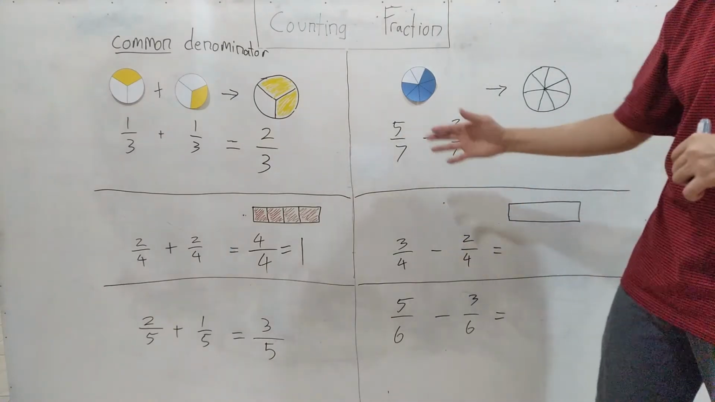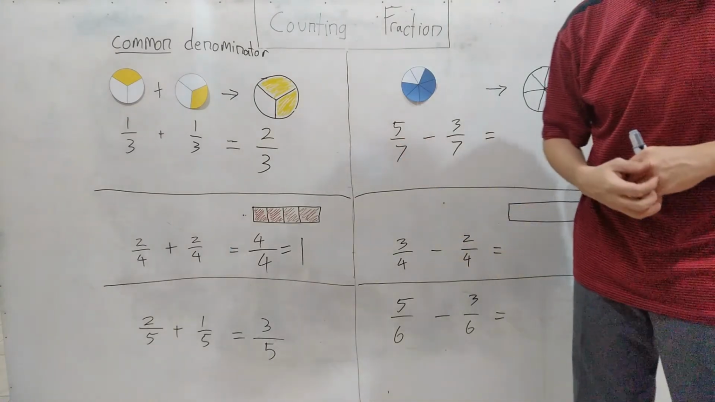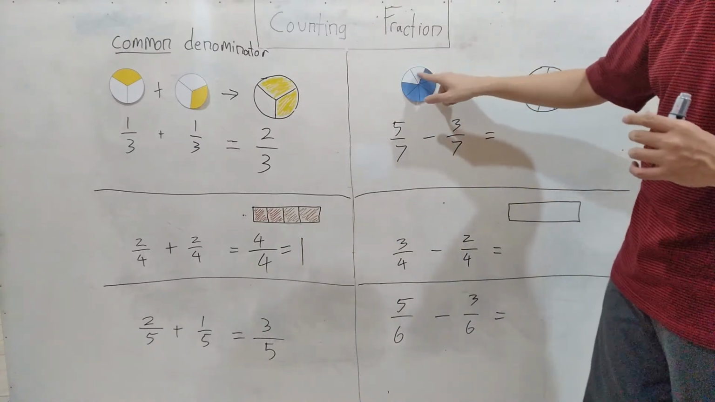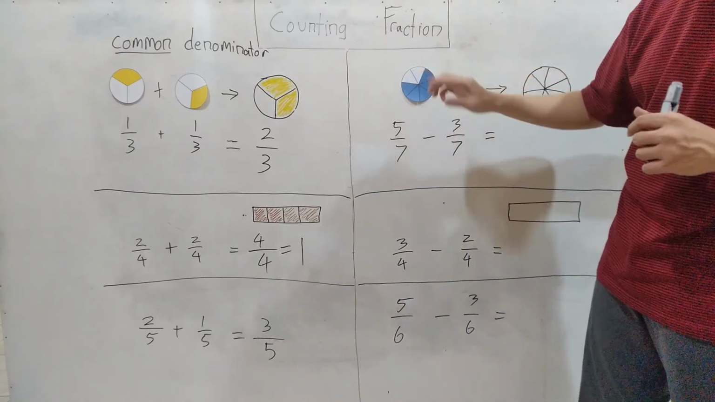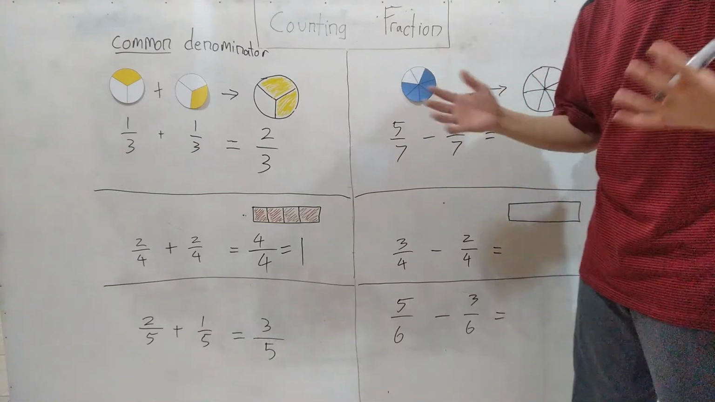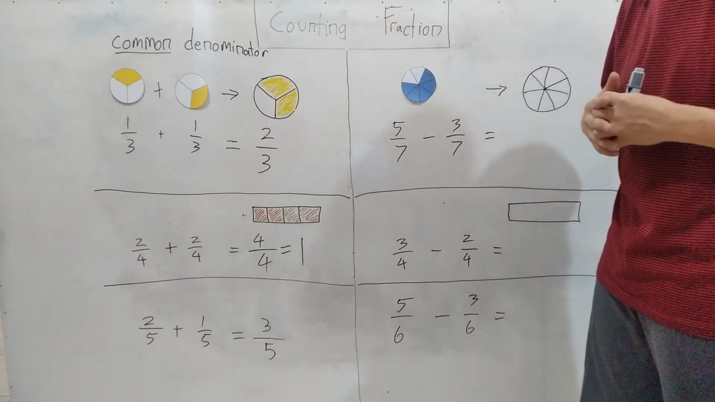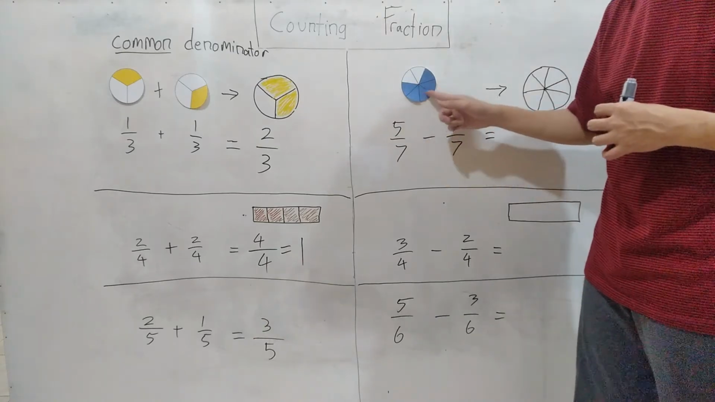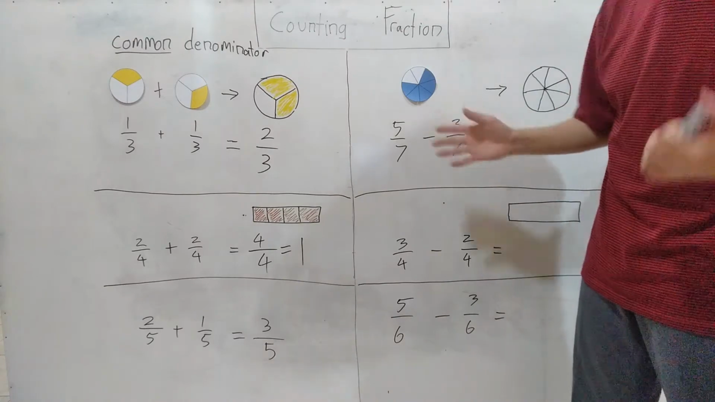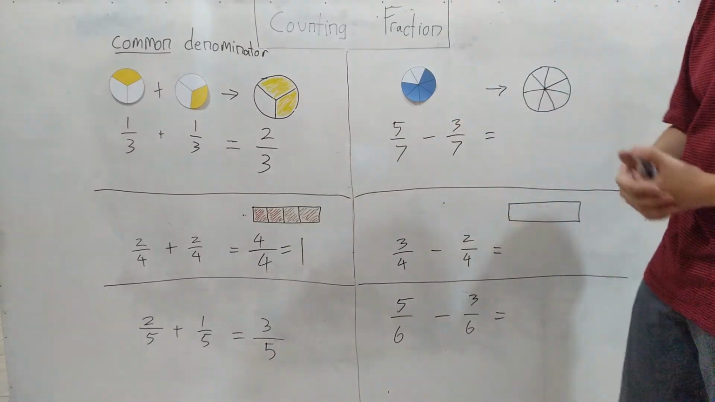Here I have 5/7 of a pizza, right? It's not full anymore. As you can see, these 2 pieces have gone. I think my brother or my mom has eaten it. So I am left with 5 pieces out of 7. Actually, all of them will be 7, but I only have 5.